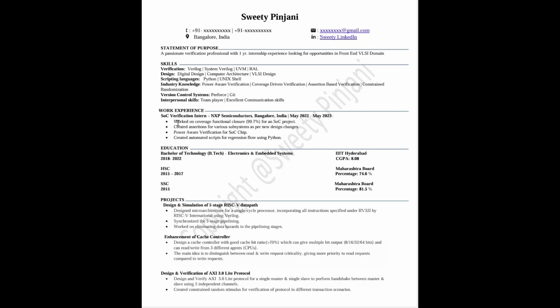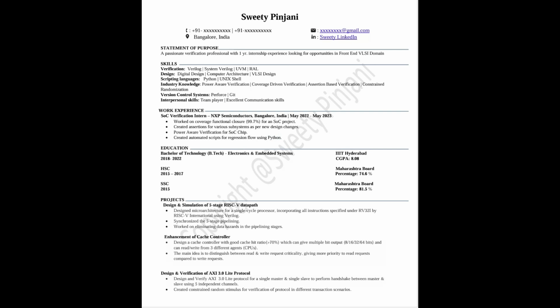Here, if you see in this one line, how many keywords do I have? Coverage is a keyword. Functional coverage, complete functional coverage, is a keyword. This number is a keyword. SOC is a keyword. Here, if you see, assertion is a keyword. Subsystem is a keyword. Power aware verification itself is a keyword. SOC is a keyword. Automated scripts is a keyword. Regression is a keyword. Python is a keyword. So, if you see carefully, I am just trying to use the keywords mostly to describe what I have done.